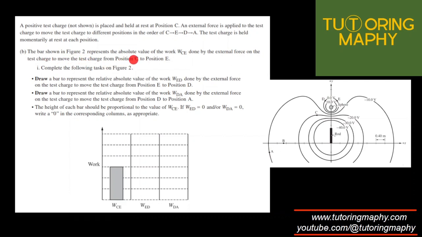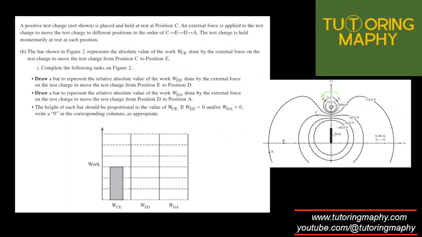The bar shown in figure 2 represents the absolute value of the work done by CE, that is to move from C to E. Okay, so from C to E, some work was carried out. Now draw a bar to represent the relative absolute value of the work from E to D and likewise from D to A. If any of the work is 0, then just write 0 in the corresponding figure. So let's first, do you guys think there will be any work from E to D? I don't think so. Not because it is at 0 volt, but because E and D are on an equipotential line.